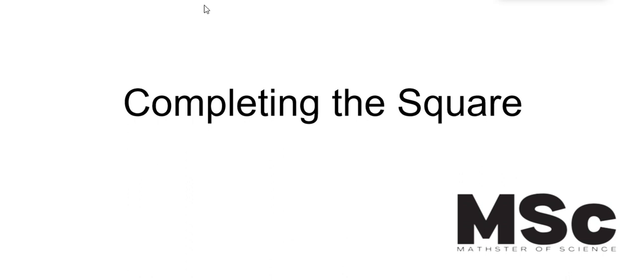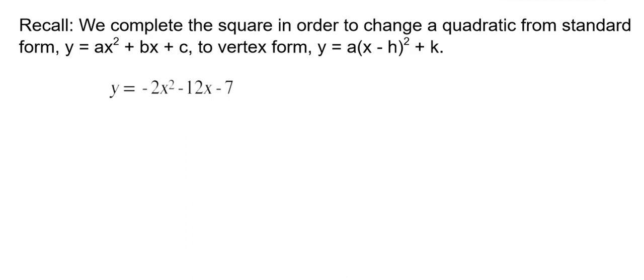In this video, we're going to look at completing the square. So it is important to remember that the reason we want to complete the square is we want to change a quadratic from standard form, y equals ax squared plus bx plus c, into vertex form, which is typically written as y equals a bracket x minus h squared plus k.